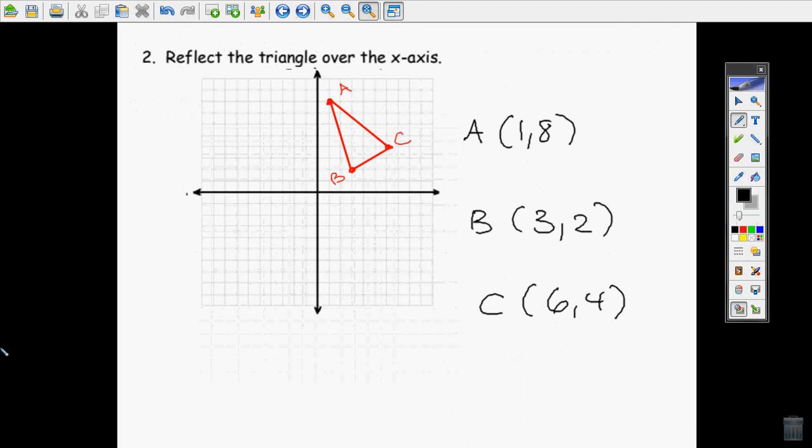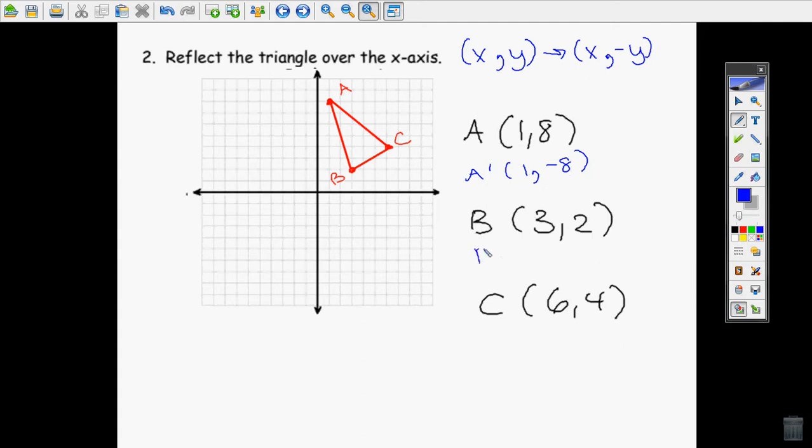All right, looking at the second example, reflection over the x-axis. The rule for reflecting over the x-axis is that your x stays the same and that your y changes signs. All right, so A prime, my x stays the same, but my y changes signs. So I'm going to have 1, -8. B prime, my x stays the same, but my y changes signs. And for C prime, my x stays the same and my y changes signs.